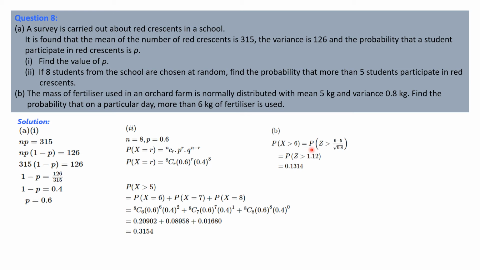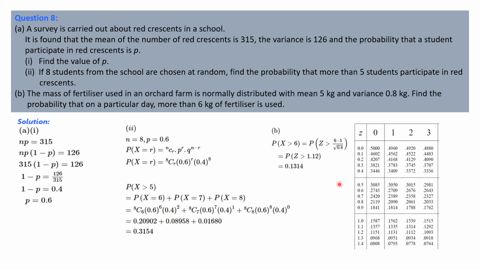After we standardize x, we have the probability for z greater than (6 minus 5) over the square root of 0.8. Beware of the value of variance. We are given that the variance is 0.8, but we want to use the standard deviation, so we have to take the square root of the variance. So we will have the probability for z greater than 1.12. Again, we refer to the normal distribution table. When the value of z is 1.12, you will have the probability of 0.1314.